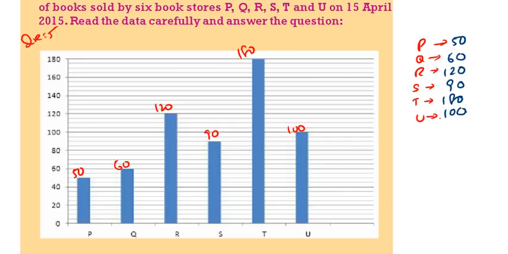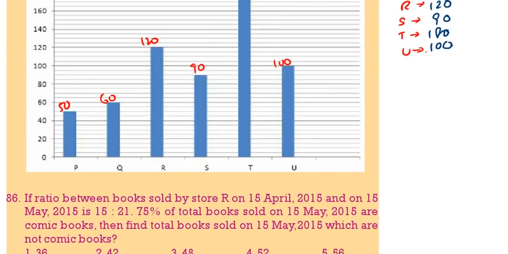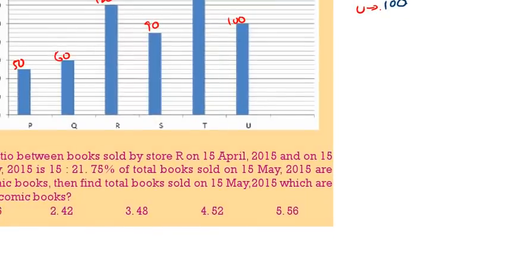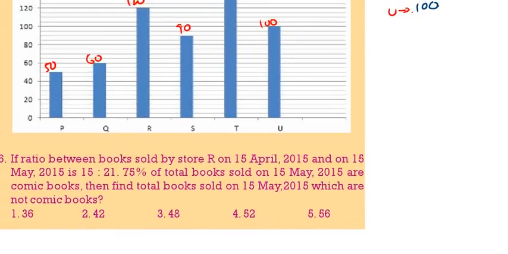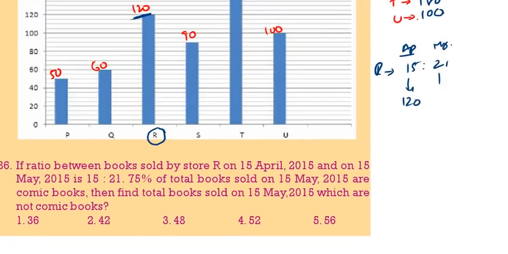Now come to the questions. If the ratio between the books sold on April 15th, so this entire data is on April 15th. If the ratio of the books sold by R in April 2015 to that of May 2015 is 15 is to 21. So now we are talking about R. 15 is to 21. This is April, this is May. R April we got 120. So 15 parts equal to 120. Each part is equal to 8. So 21 parts equal to 168.